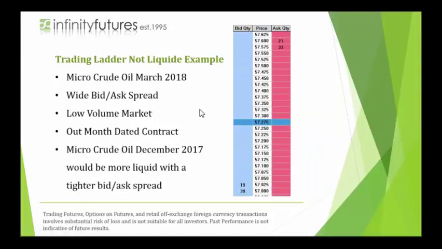Here's an example of a not so liquid market. This is the micro crude oil futures contract dated the March 2018 contract, and I'm doing this video in November 2017, so it's several months ahead. There's a wide bid-ask spread. It's not one tick like the E-mini S&P. There's low volume, not a lot of bids and offers. The contract date is way out in the future.